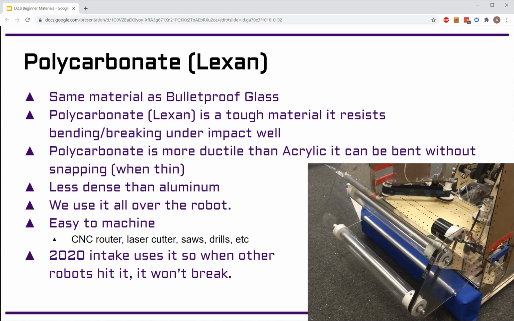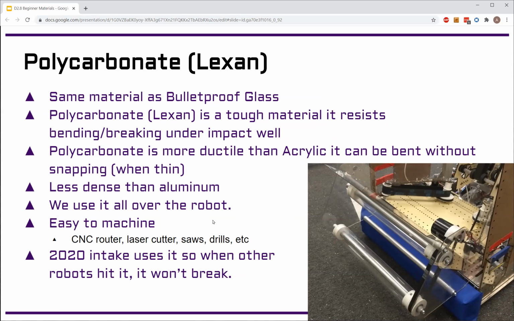Polycarbonate is also ductile, so that means we can bend it. There are times that we'll bend it in the same way that we'll bend aluminum when we need to make different shapes and things out of it. We can put different angled bends directly in polycarbonate when it's thin. As you start getting thicker, any material is harder to bend, for reasons we'll talk about a little bit later. It is less dense than aluminum, so it's lighter for the same part. That's very convenient if we were making the side of this intake out of aluminum and we had the same thickness, the aluminum part would be heavier.